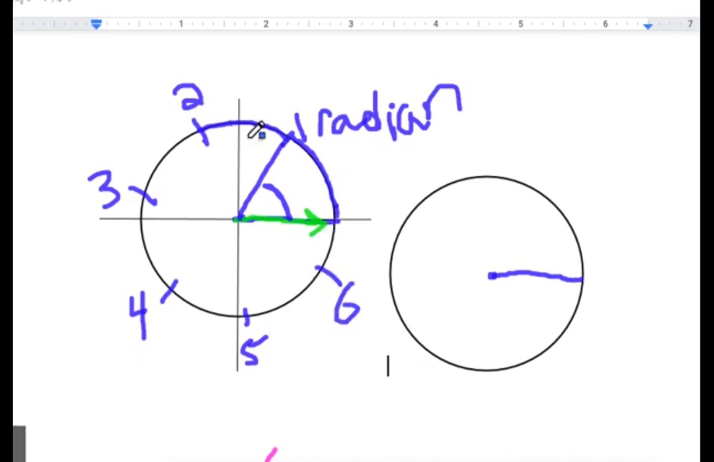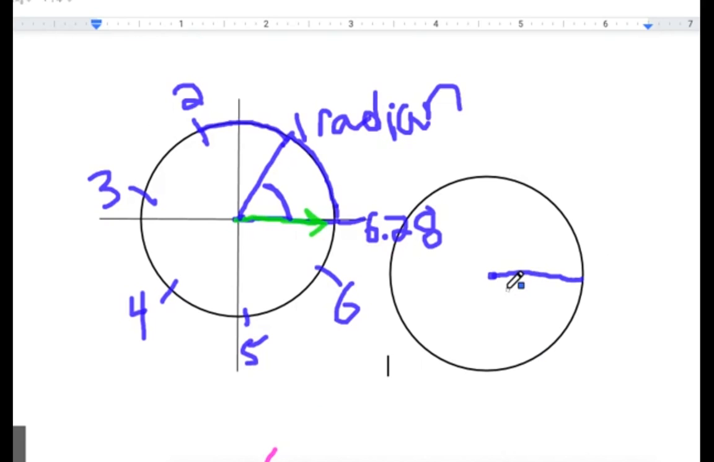And then if I were to go all the way around the whole circle to end back where I started, it'd be 6.28 radians. And I know that because I was told that. And I measured it with a string one time, but I'm not going to make you guys do that. Just trust me that the whole circle is 6.28 radians.